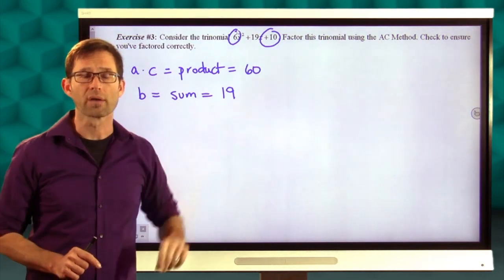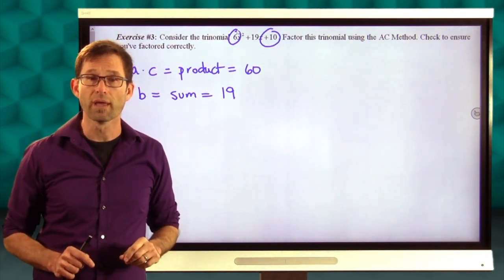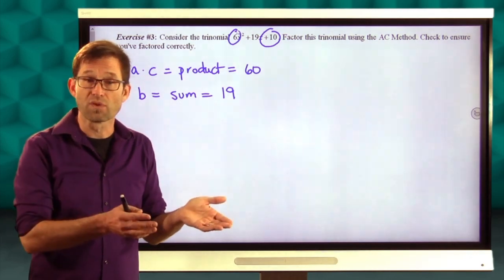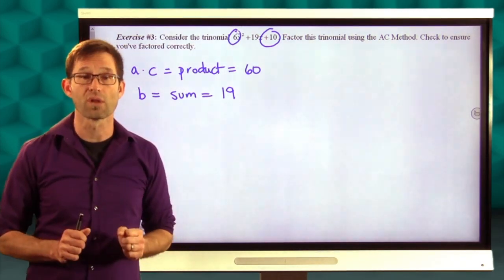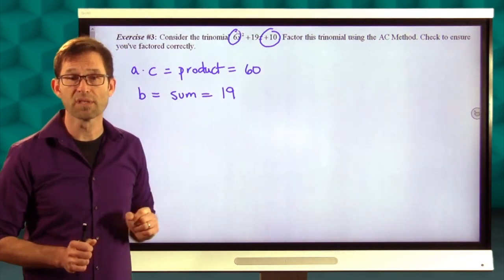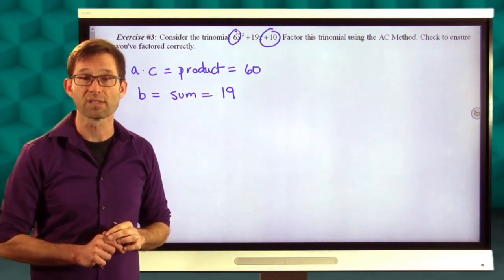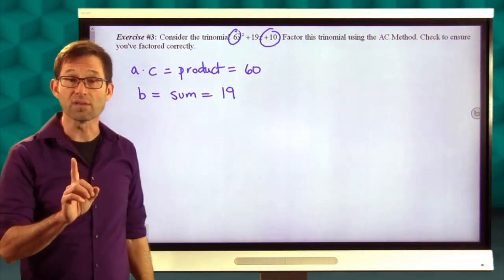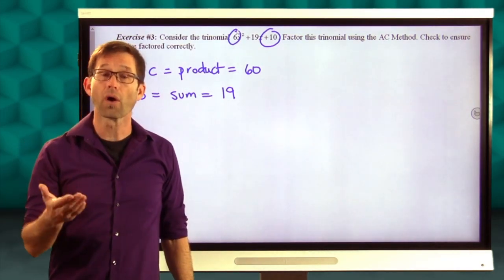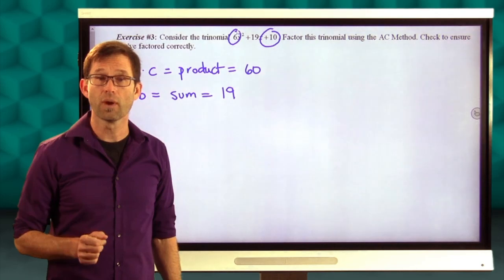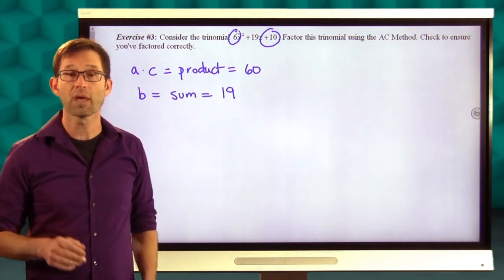Because to have a product of positive 60 means you could have two numbers that are positive, or you could have two numbers that are negative. But because the sum is positive, it means that the two numbers that give us this product must be positive. Now, what I'd like you to do is at least try on your own to do the hardest part of this, which is to come up with the two numbers. Pause the video now and make an attempt at it.